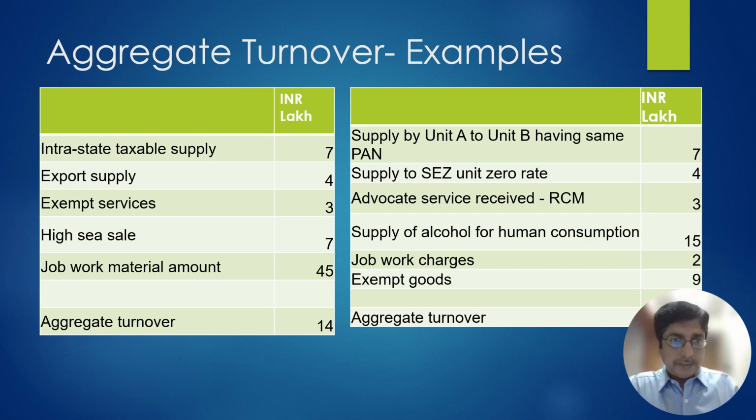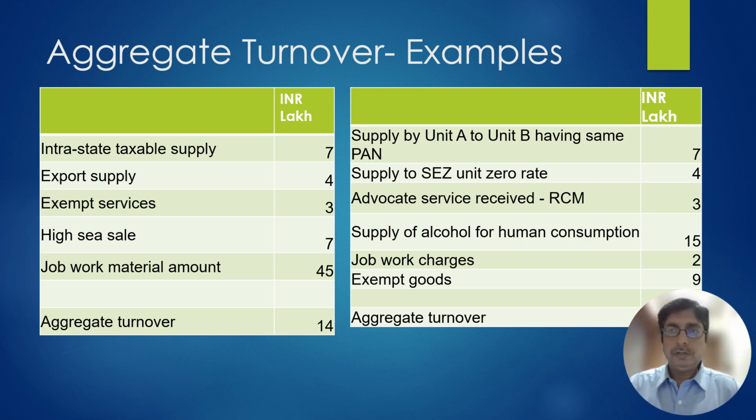Cost of material in case of job work is not to be added in the aggregate turnover, and therefore the aggregate turnover is 14 lakh, which is the first three elements: interstate taxable supply, export supply, and exempt services. These three elements will be considered in aggregate turnover. The last two elements, that is high seas sale, is covered under Schedule 3 and is not to be considered as supply of goods or supply of services, deemed by a legal fiction. Job work material amount is not to be considered in the aggregate turnover.